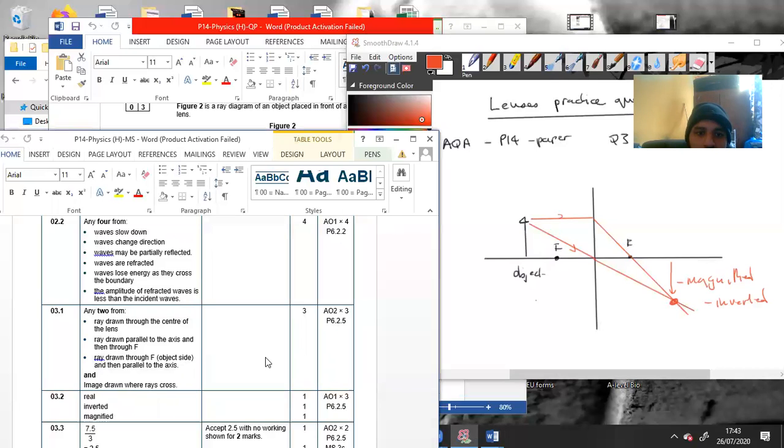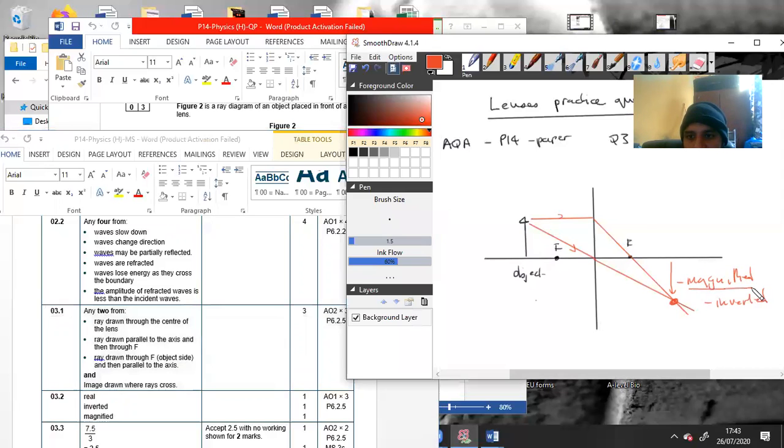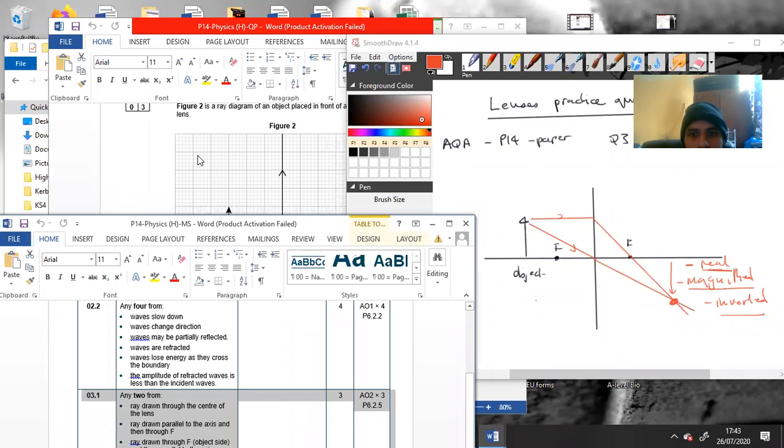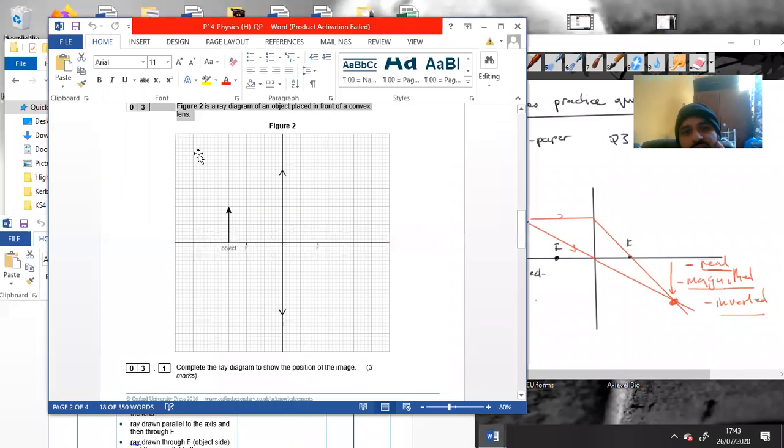Yep. Okay, excellent. Now, this image that's been drawn, we know from our previous lesson that it's magnified, it's inverted, and it's also going to be something called real. Yeah, those three things we have to know about the image. If there's any questions on that, guys, you can tell me if you're not sure. Okay, so we all understand that.